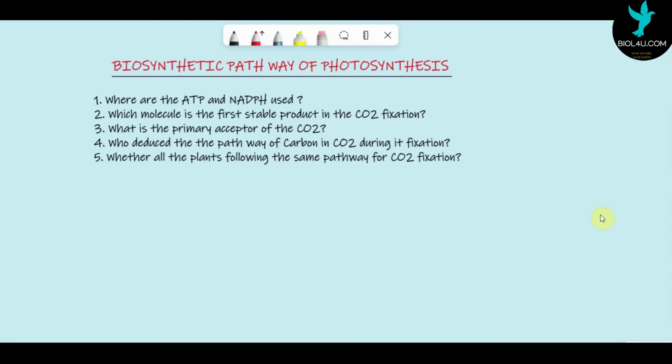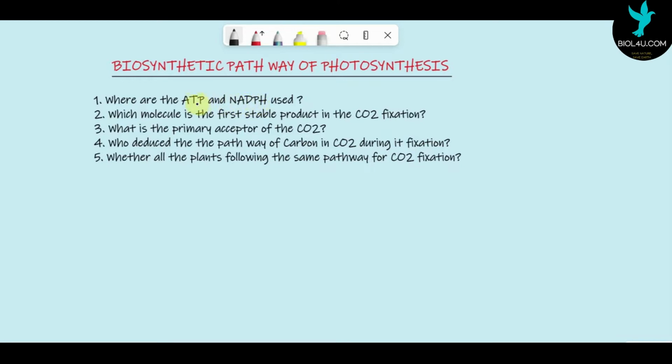Today I am going to discuss the biosynthetic pathway of photosynthesis. We already discussed that photosynthesis is a physico-biochemical process in which there are two phases, the light phase and the dark phase. During the light phase, the assimilatory power, that is ATP and NADPH, is prepared, and oxygen is also formed. This oxygen is released as a byproduct.